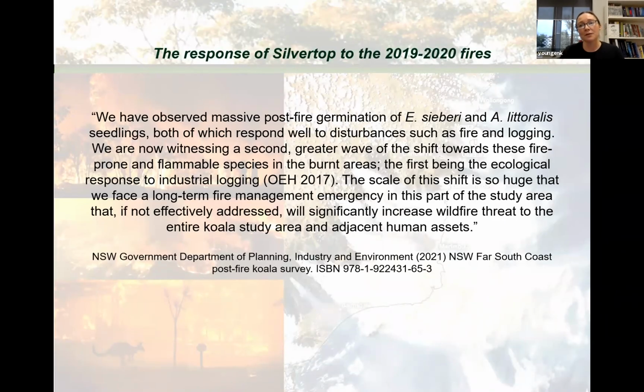Indeed, the response of silvertop to the 2019-2020 fires is already being reported. This excerpt from a report by the New South Wales government on the far south coast of New South Wales explains that massive post-fire germination of silvertop and casuarina is happening there. The concern about the shifts in these vegetation communities goes beyond habitat value to the potential consequences for ecosystems and how they respond to fire. I don't know how much research has been done in relation to that question, but I think it deserves closer attention as well.